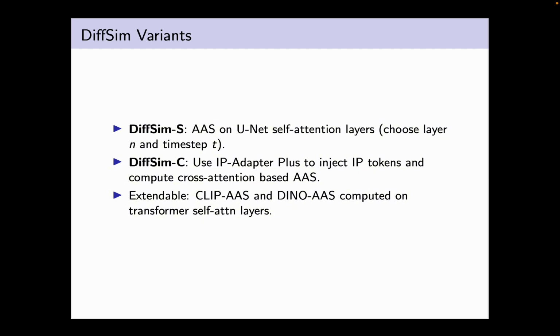We implement three practical flavors for DiffSim. DiffSim computes AAS in UNet self-attention layers and is our default. It's especially strong on style and appearance. DiffSim uses IP Adapter Plus to turn image patches into IP tokens and computes cross-attention AAS, useful for instance-level comparisons. Finally, the same AAS idea generalizes. We build CLIP AAS and Dino AAS by applying AAS to transformer self-attention layers in those encoders.